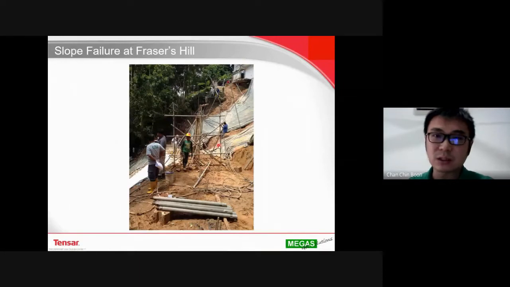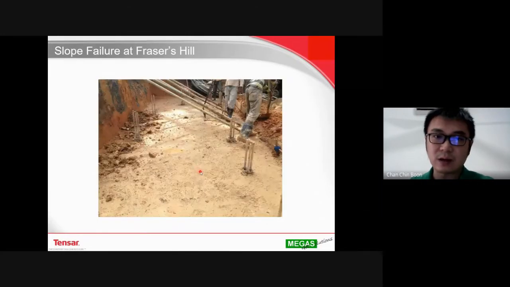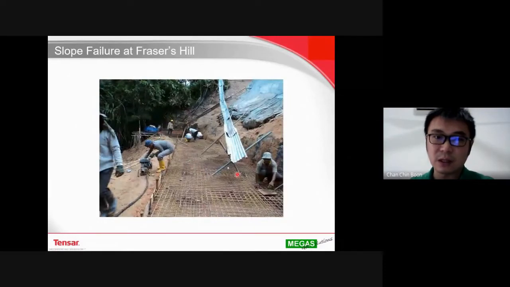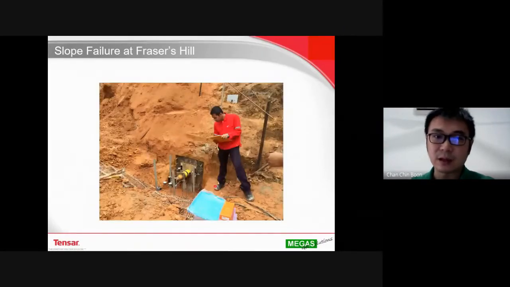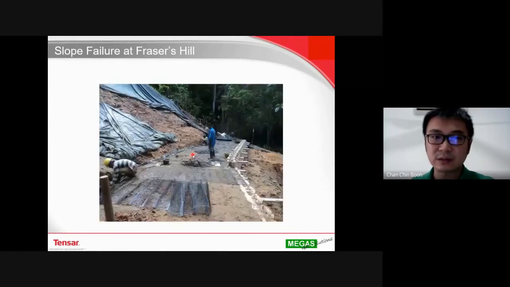So the construction works start by removing the loose material at the platform here, and then we install the micropiles. After completing everything, we construct the foundation slab, followed by the soil nailing construction. Then we carry out the pull-out test to see whether the design strength has been achieved. Then we continue with the installation of the keystone block, followed by the geogrid behind it.